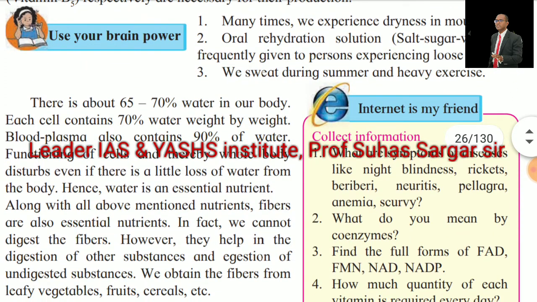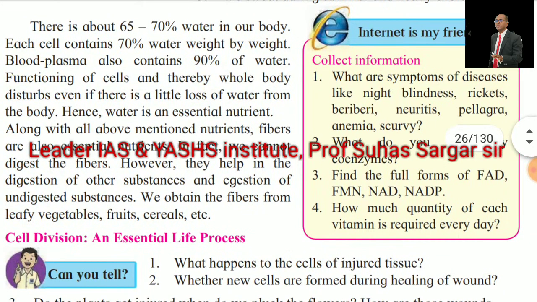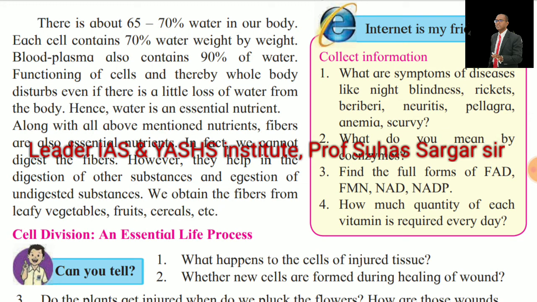Use your brain power. First, many times we experience dryness in the mouth. Second, oral rehydration solution, that is salt, sugar, water, is frequently given to a person experiencing loose motion. We sweat during summer and heavy exercise. There is about 65 to 70% water in our body. Each cell contains 70% water weight by weight. Blood plasma also contains 90% water. Functioning of cells, and thereby the whole body, is disturbed even if there is a little loss of water from the body. Hence, water is an essential nutrient.